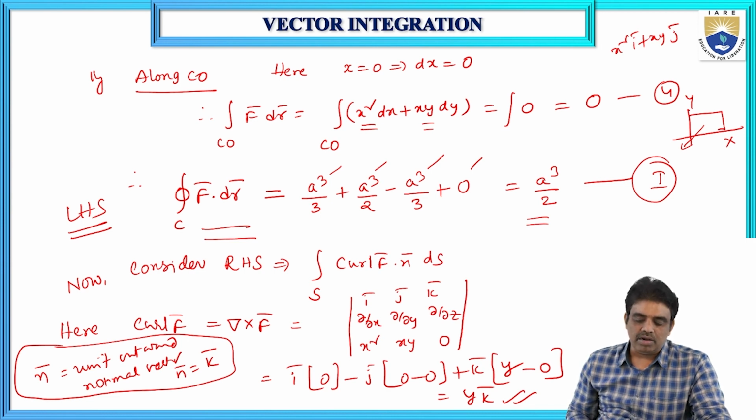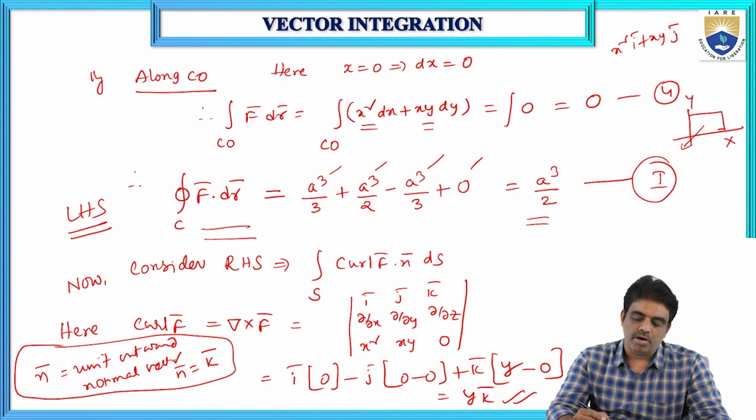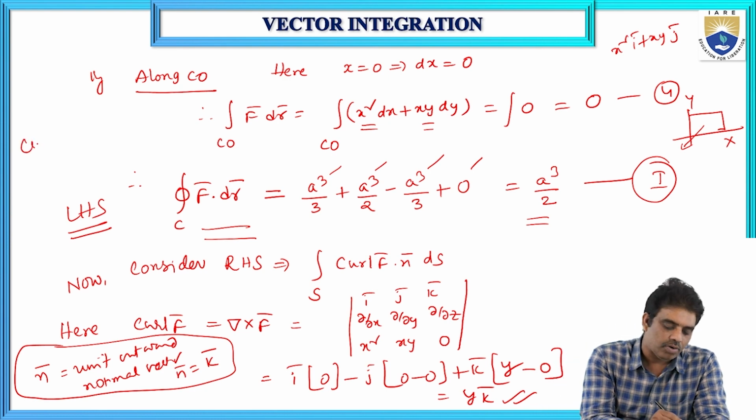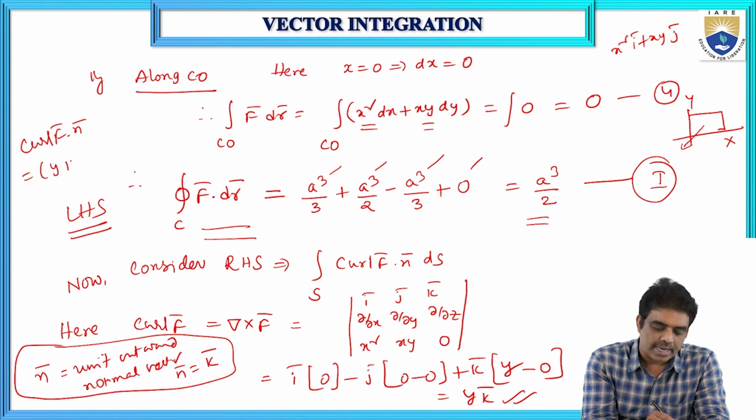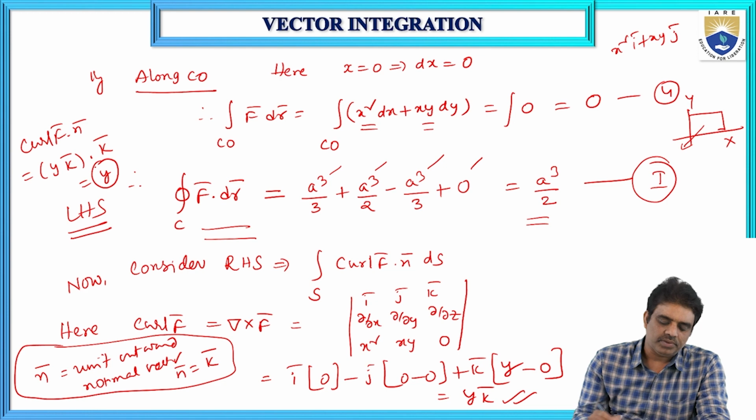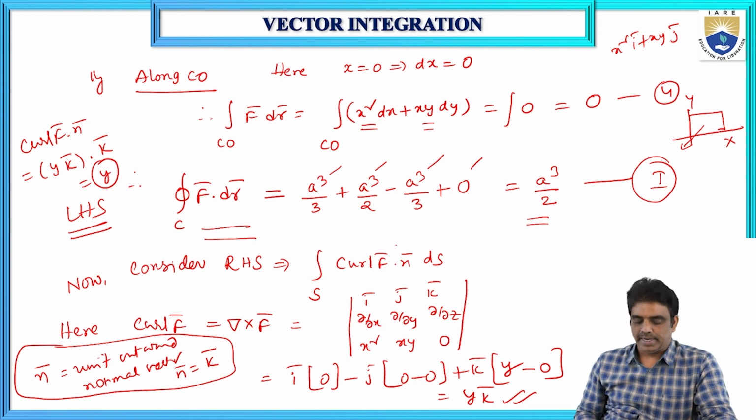Then curl f bar dot n bar. Curl f bar is y k bar, and the dot product with k bar is equal to y. So curl f bar dot n bar is equal to y.